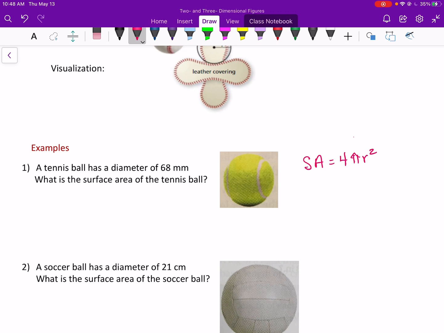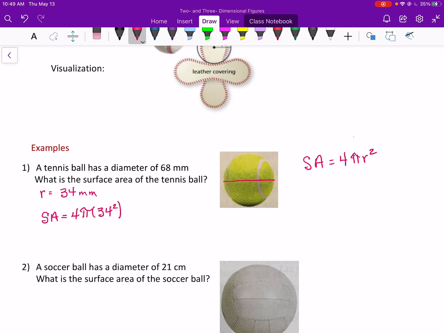So, we have a tennis ball. The diameter of the tennis ball is 68 millimeters. Diameter is the distance across. We want to know the surface area. Well, if the diameter is 68, that means the radius is half of that, or 34. So the surface area is 4 pi 34 squared.